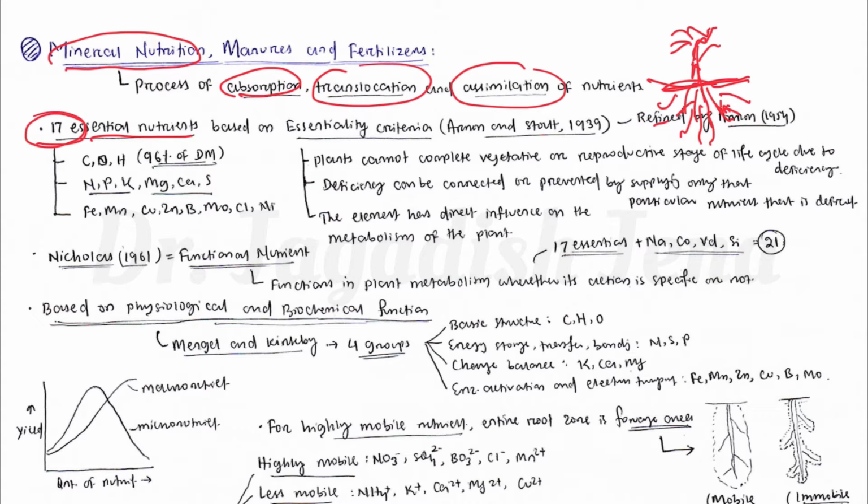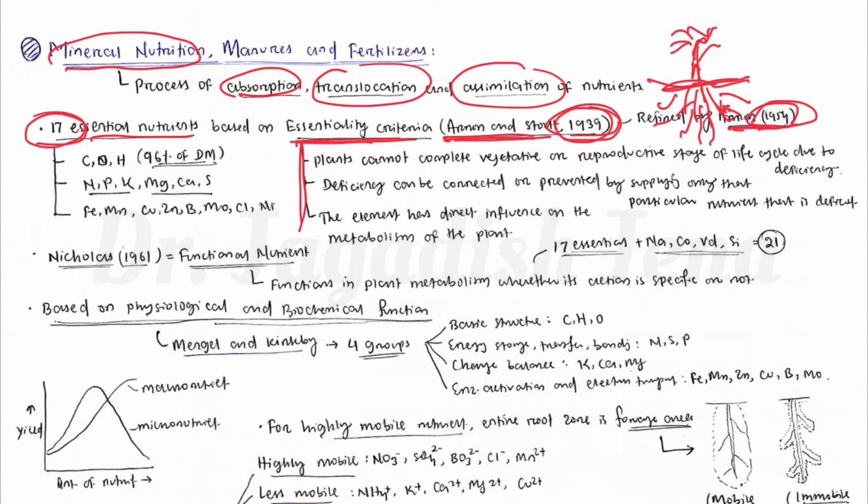Why are they called essential nutrients? Because they fulfill the essentiality criteria that were proposed by Arnon and Stout in 1939, and redefined or re-established by Arnon in 1954. So what are these essentiality criteria?